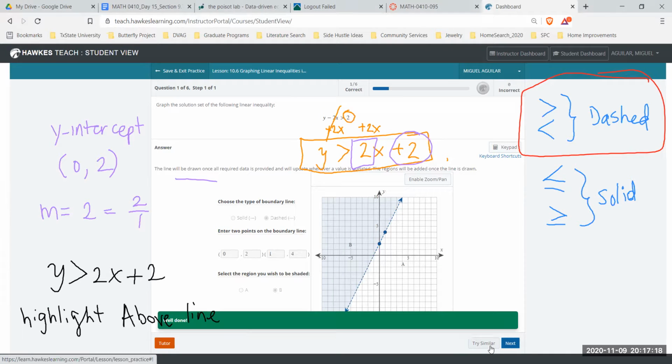Okay, so recap. Just by looking at the inequality, you can determine whether it's a dashed line or a solid line. You're going to make that selection. Then you're going to take the inequality that they give you and put it into slope-intercept form. That you will have to do by hand, okay? But once you have slope-intercept form, you should be able to figure out where your y-intercept goes, and then using the slope, you can find the next point. Once you type those points in, Hawks will draw the line automatically for you, and then you just need to interpret the inequality to determine whether you highlight the region above the line or below the line.